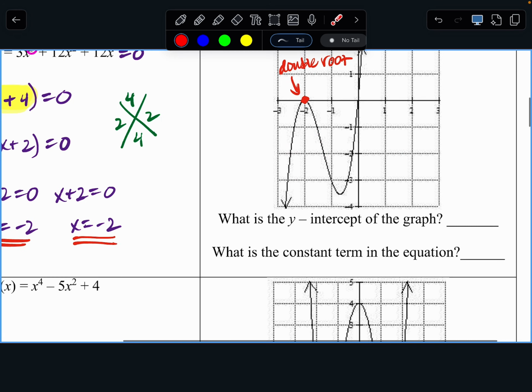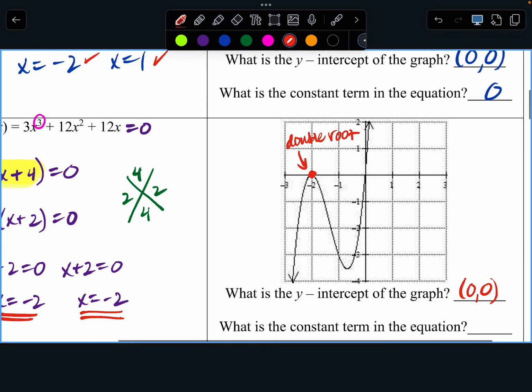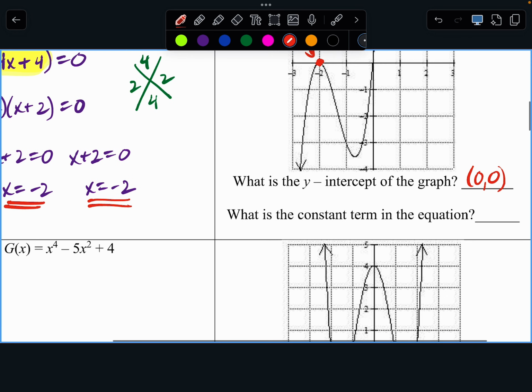All right, the y-intercept of this graph is 0, 0, and the constant, there was no constant in the original equation, so that is 0 also.